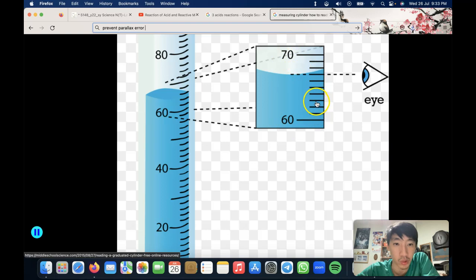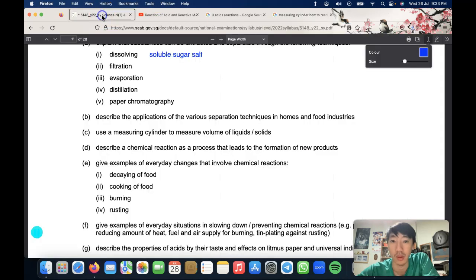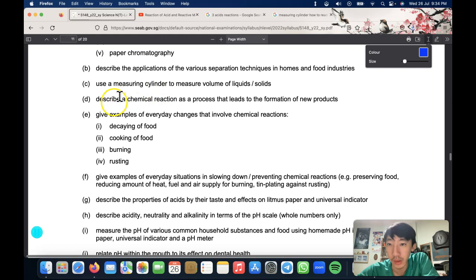60, 61, 62, 63, 64, 65, 66, 67. Read the bottom of the meniscus and then that will be your answer over here. So this has a volume of 67 ml, also can say 67 cm cube. Okay, so that's how you use a measuring cylinder.